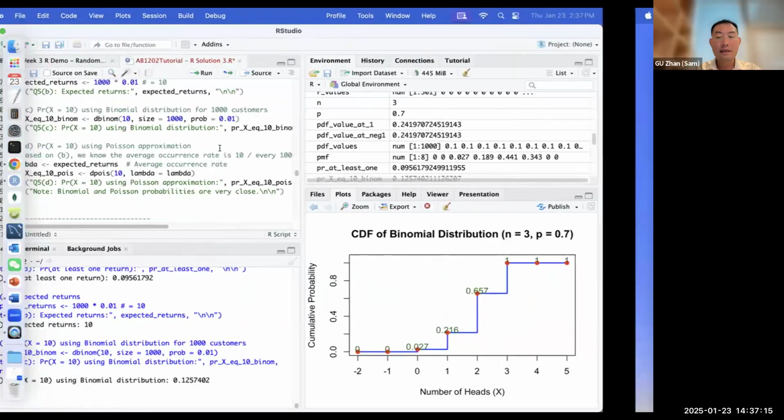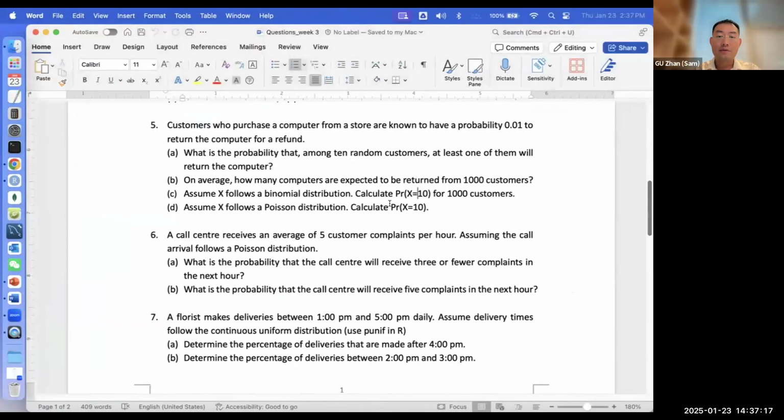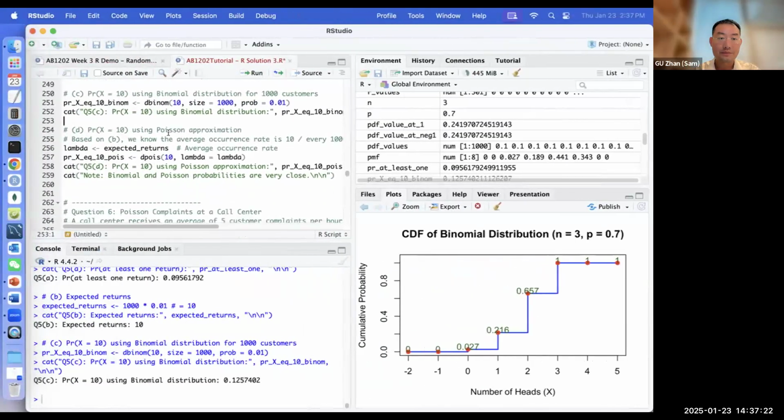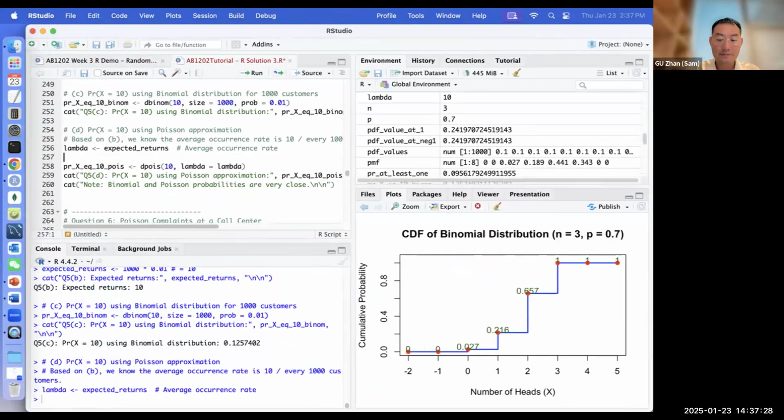Okay. Then next they say, assume it follows a Poisson distribution, X equal to 10. So now lambda is the average occurrence rate. What is the value of lambda?